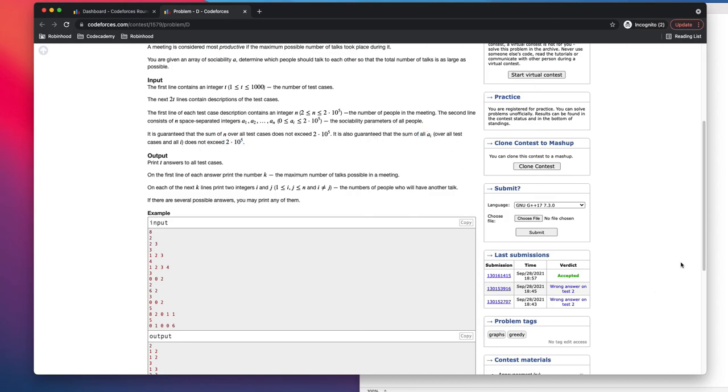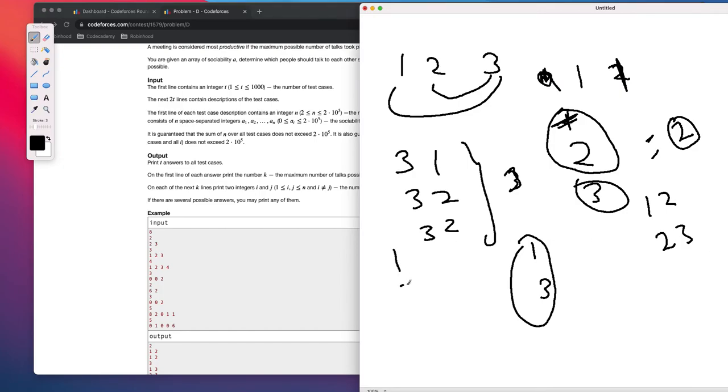That means what I did was, I just added them to the priority queue. So I basically did it in the max heap format. So it's like 3 2 1. I was targeting that the highest person should try to talk to as many people as possible.